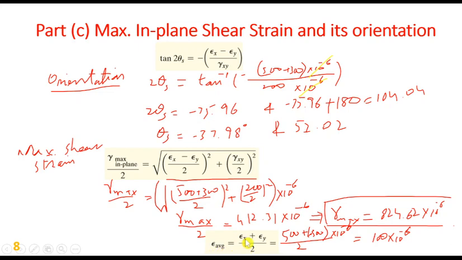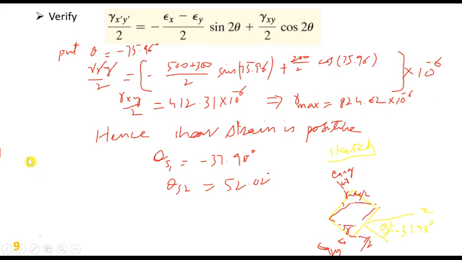epsilon average is equal to (epsilon x plus epsilon y) by 2 is equal to (500 minus 300) by 2, so 100 into 10 to the minus 6, that will be the average epsilon, and that will exist when there is maximum shear strain. So to verify, gamma x prime y prime by 2 is equal to minus (epsilon x minus epsilon y) by 2 into sin 2 theta plus gamma xy by 2 into cos 2 theta.